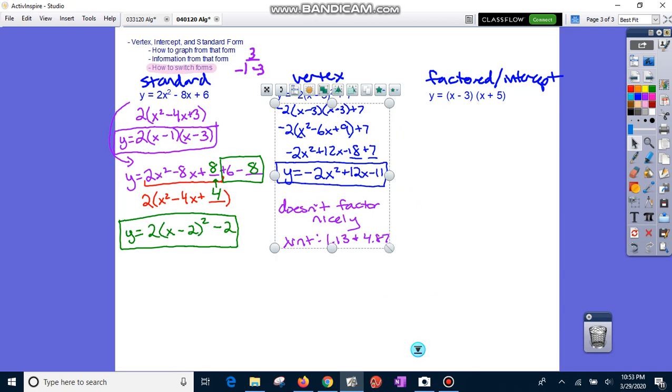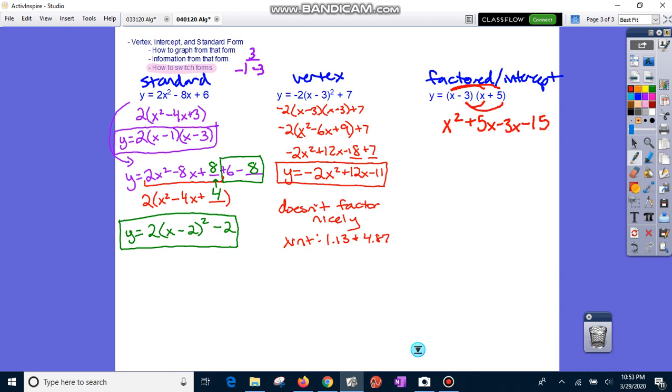And then we're going to come over here to factored form. If it's in factored form, it's easy to put a problem into standard form. I'm just going to go ahead and distribute. So x times x is x squared. The x times 5 is a positive 5x. Negative 3 times x is negative 3x. And negative 3 times 5 is negative 15. So if I simplify this, combine like terms, I get y equals x squared plus 2x minus 15 as my standard form. Okay, now that's standard form.